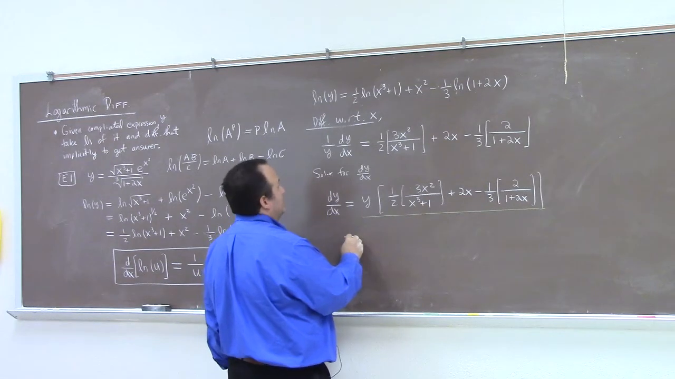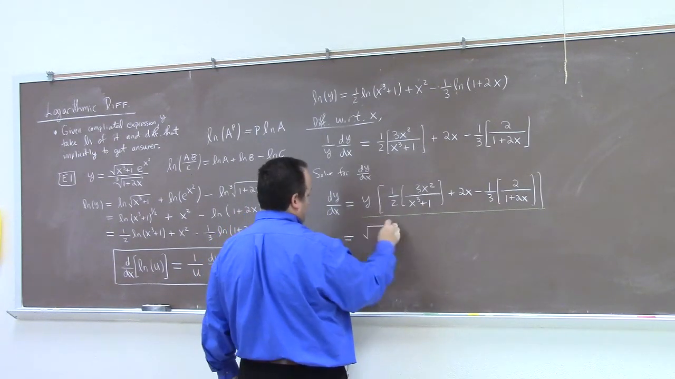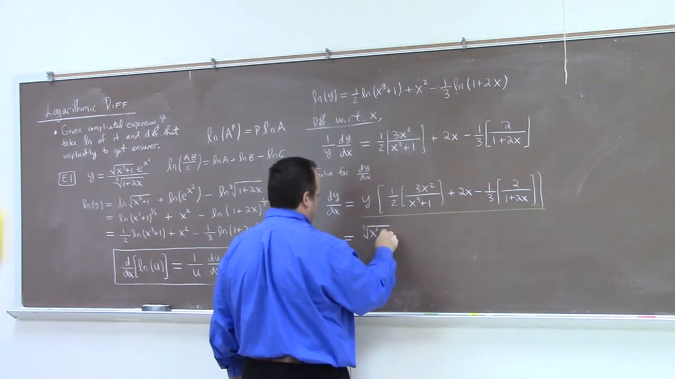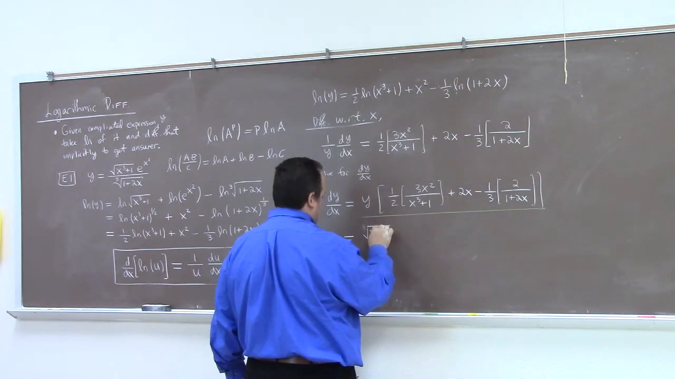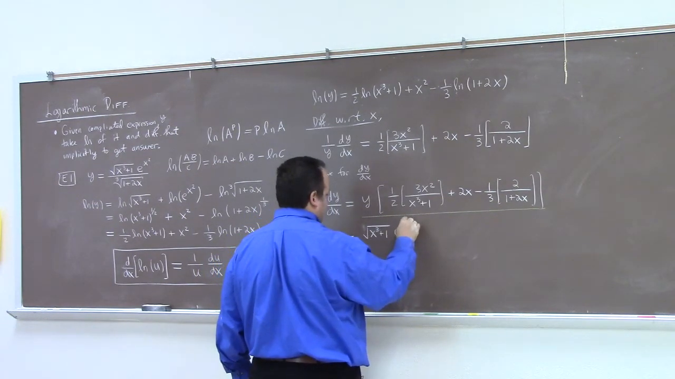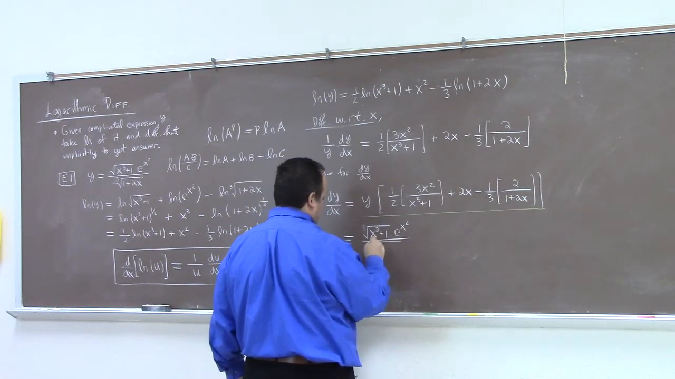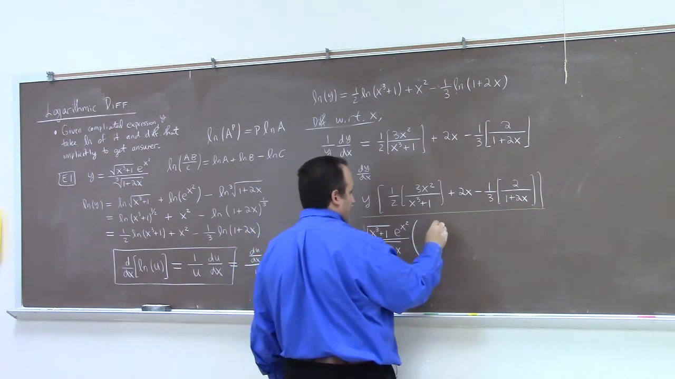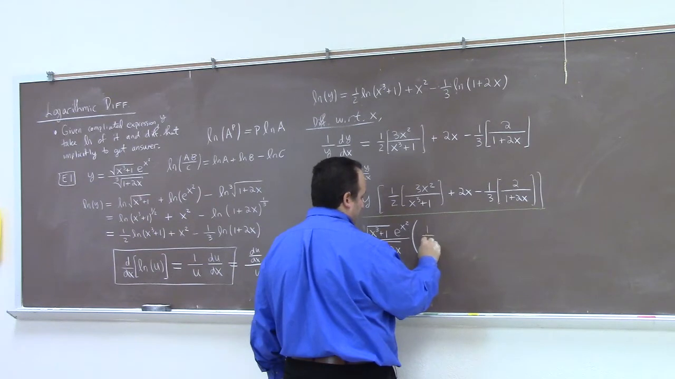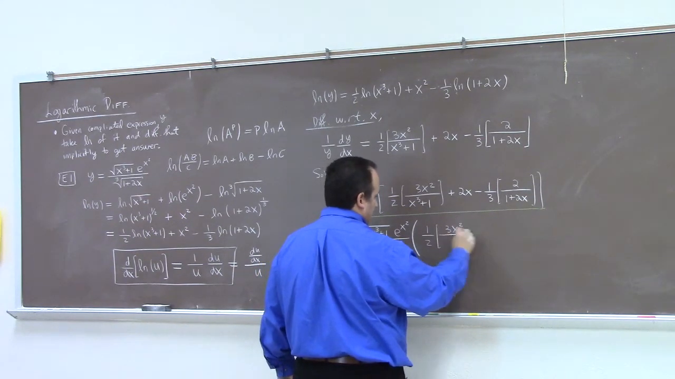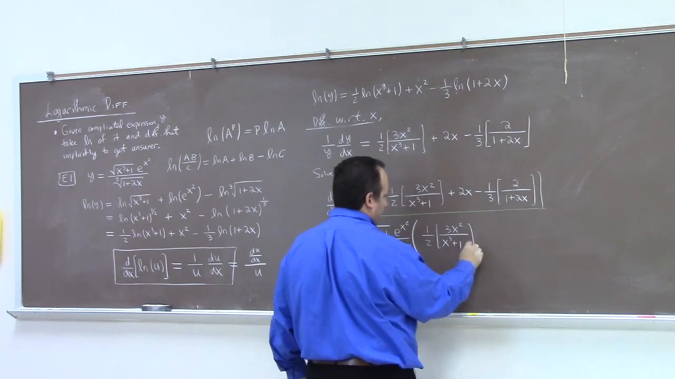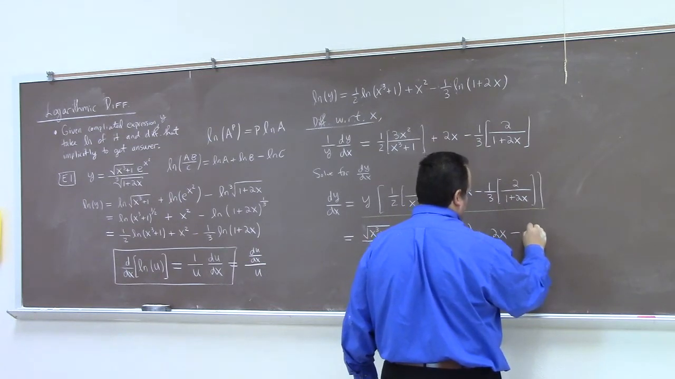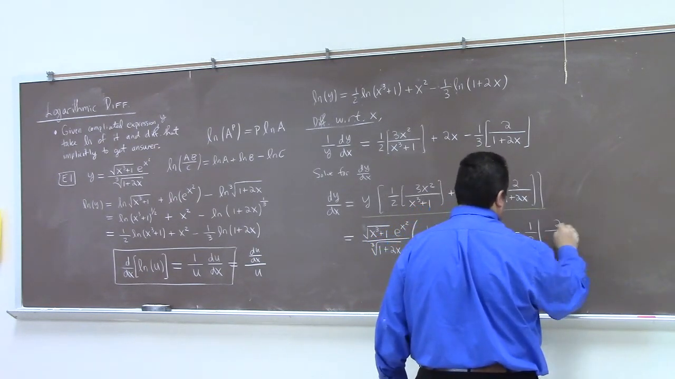We can put y back to what it was, which in this case is the cube root of, the square root of x cubed plus 1, times e to the x squared, divided by the cube root of 1 plus 2x, yeah? Times 1/2, that is 3x squared over x cubed plus 1, plus 2x minus 1/3, 2 over 1 plus 2x.